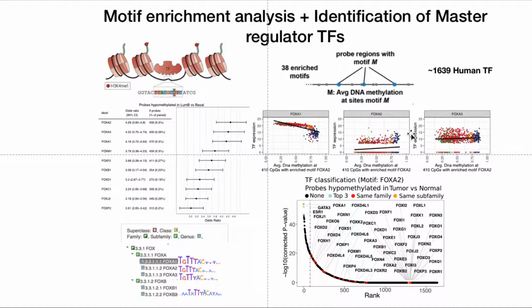So we do that anticorrelation for all 1600 human transcription factors, and we rank them by anticorrelation. This is visualized by this plot. The ones on the top are the most anticorrelated, and from those we select the ones that belong to the same family. You can see that the top ones for that region are FOXA1, GATA3, and ESR1, which are like cofactors, and the other FOX factors are down here at the bottom.